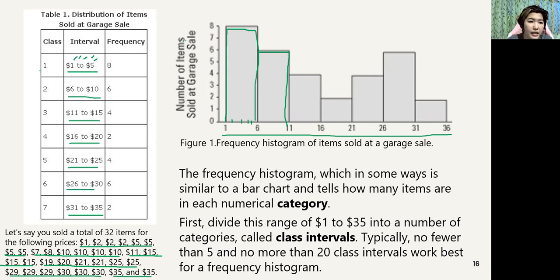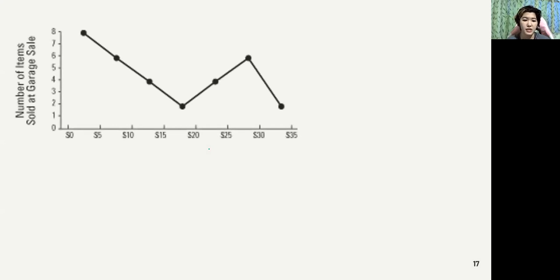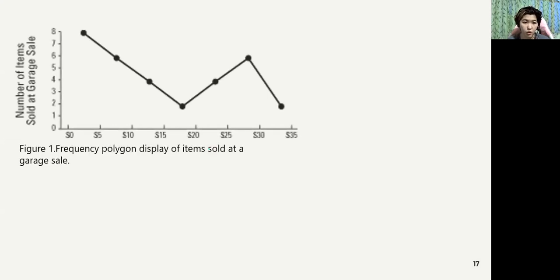Okay? And again, these are what we call the class intervals. Pero huwag naman sobrang laki ng interval. Ang ginawa niya ay from $1 to $15, tapos $16 to $30. Hindi pwede, no? Okay? Another one would be this, frequency polygon. Line chart lang naman yan. Pero anong napapansin ninyo?